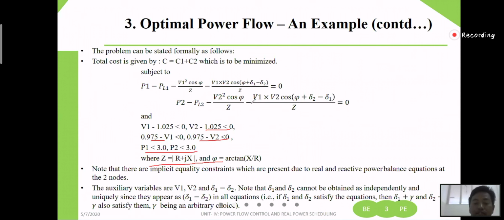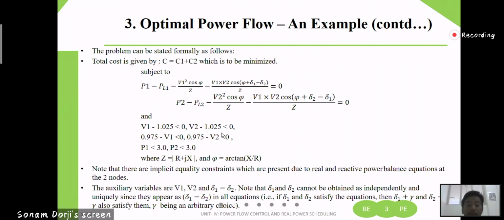Here, if you really want to substitute Z, then Z is given by R plus jX, and the values of R and X are given in the question. Then you can find phi is equal to tan inverse of X by R. If you know this, then we have to frame this condition, and only then will we be able to carry out the optimal power flow or optimization. All these conditions you will get from the question.